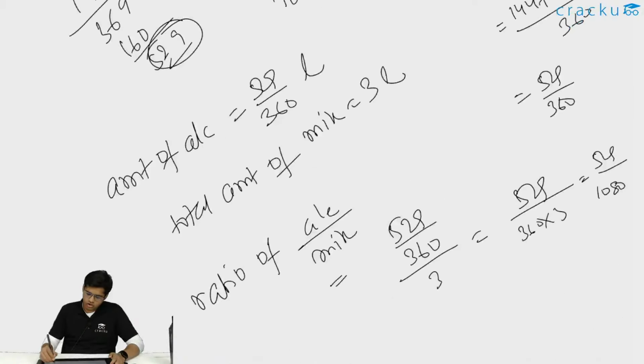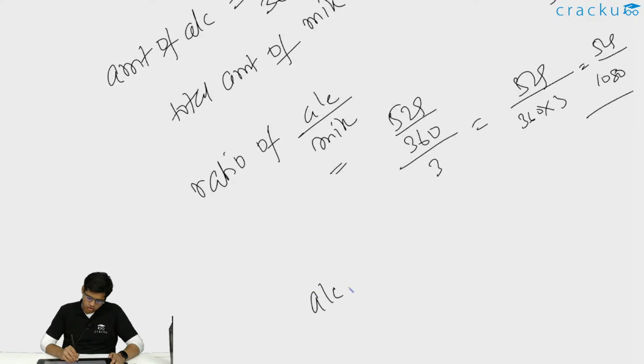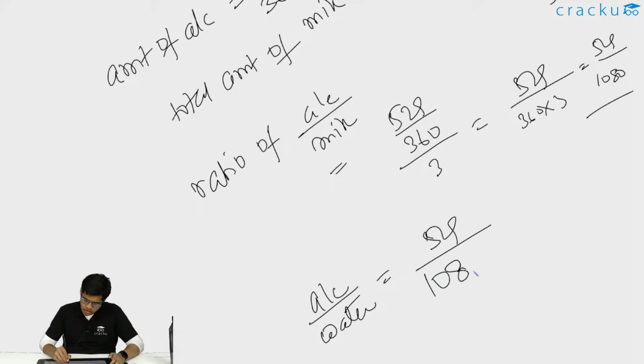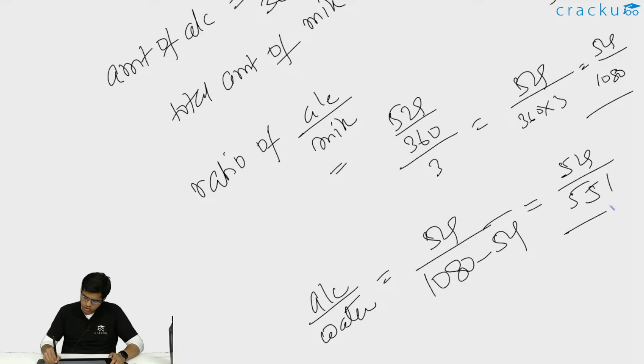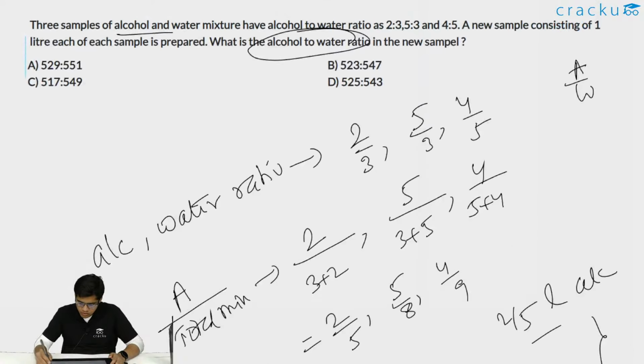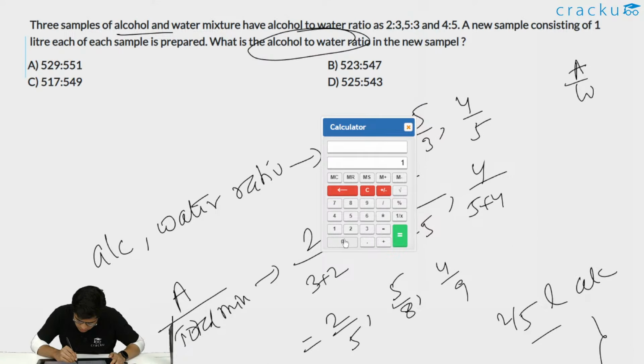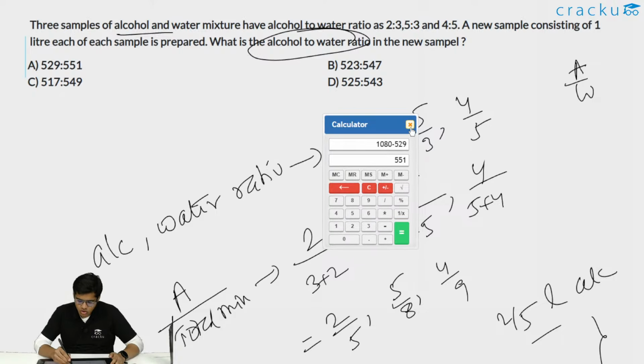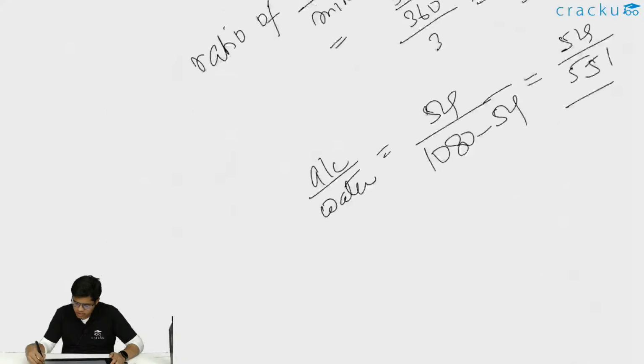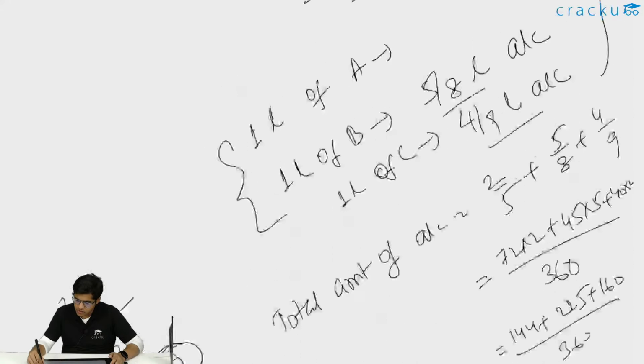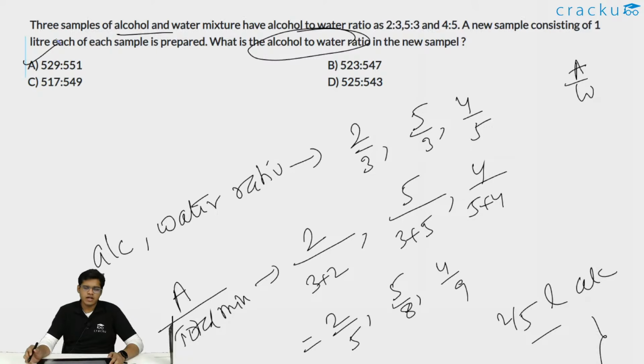We have found alcohol to total mixture ratio, which means alcohol to water ratio would be 529 to 1080 minus 529. So it is 529 to 551. That's 551, I think, right? Let me check once. 1080 minus 529. Yeah. So the alcohol to water ratio in the sample we are getting is 529 is to 551. So it is option A, 529 is to 551. Right? Option A is the correct answer.